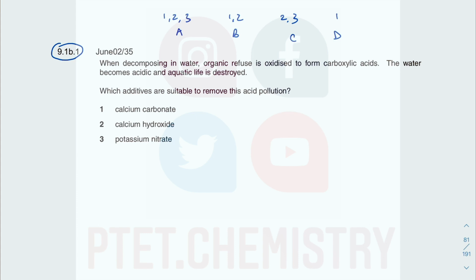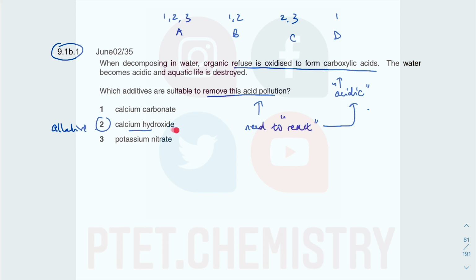Okay, so in this question, it's saying that some organic refuse, that means like rubbish, garbage, is oxidized to form carboxylic acid. So the water becomes acidic and you can destroy aquatic life. So basically you have acidic stuff, okay? You want to remove this acid pollution, you need to react with the acid, okay? So calcium hydroxide is alkaline.